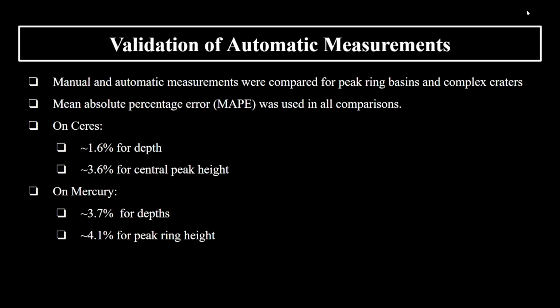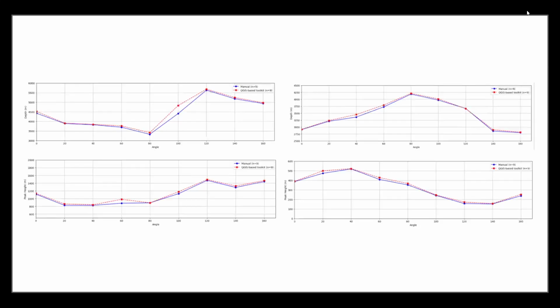And on Ceres, we find a difference of 1.6% for the depths and 3.6% for the central peak height. And on Mercury, we find a difference of 3.7% for the depths and 4.1% for the peak ring height. I will show here the graphics for these craters.